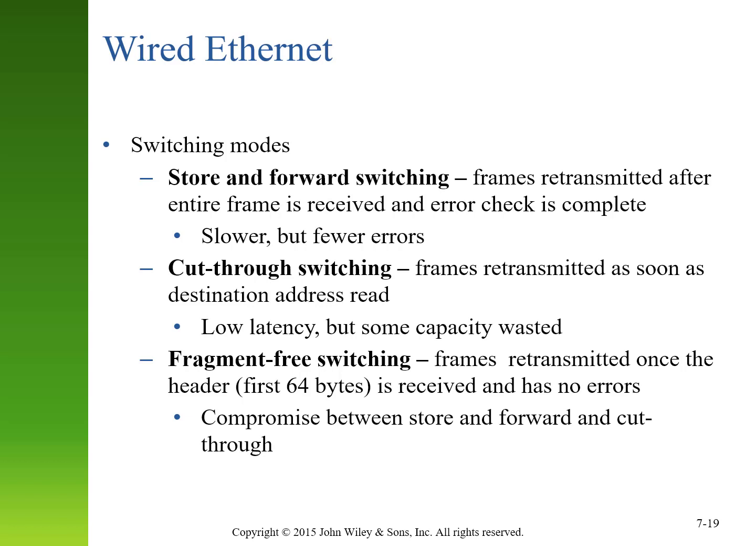A compromise between these two methods is fragment-free switching, where the frame is examined up to the first 64 bytes to see if it has any errors, and if it doesn't, then the remaining data is sent through without error checking. So this allows for some compromise between store and forward and cut-through.